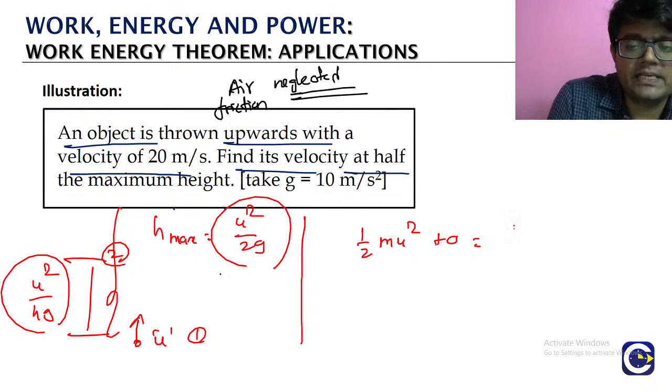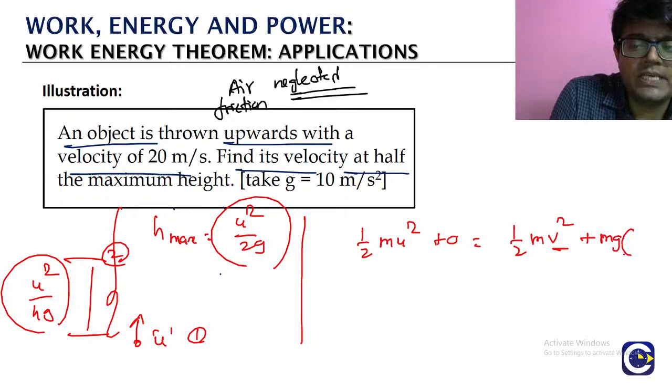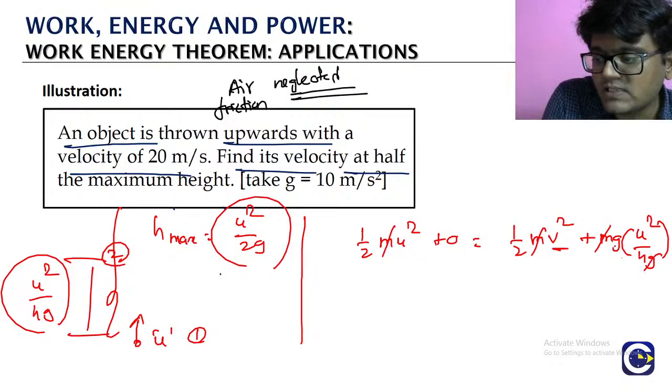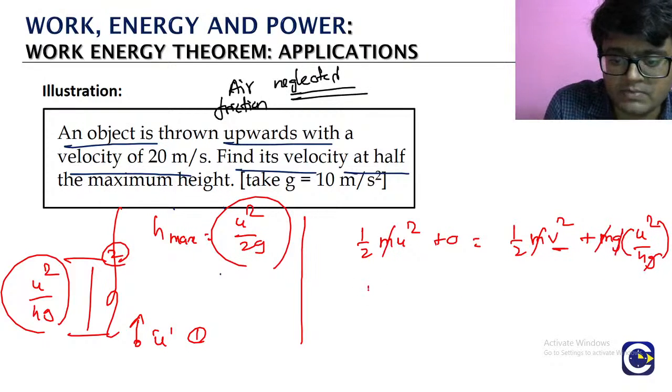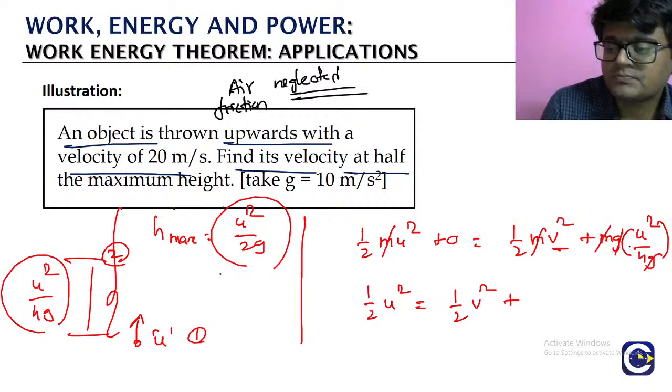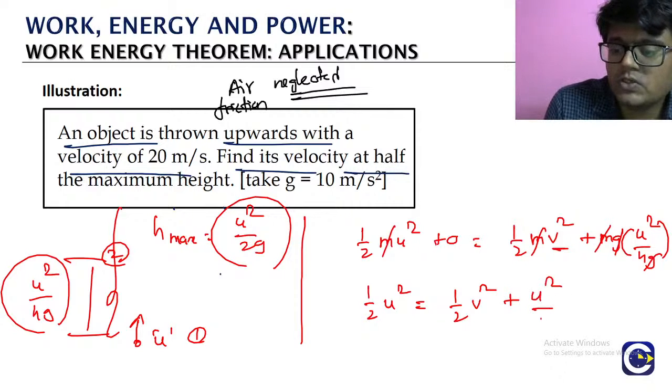At point 2, that is the half the maximum height point, the kinetic energy is half mv square, the v that we need, plus potential energy m into g into the half the maximum height. What is the half the maximum height? U square by 4g. First m cancels, and then g cancels too. So what do we get? Half u square is equal to half v square plus u square by 4.